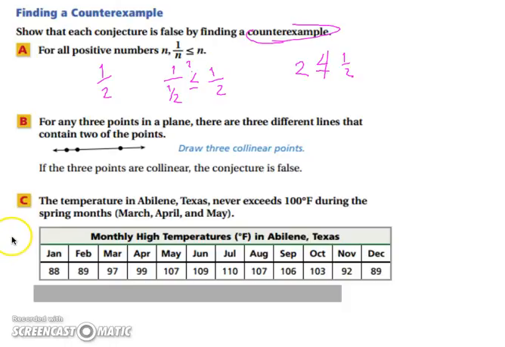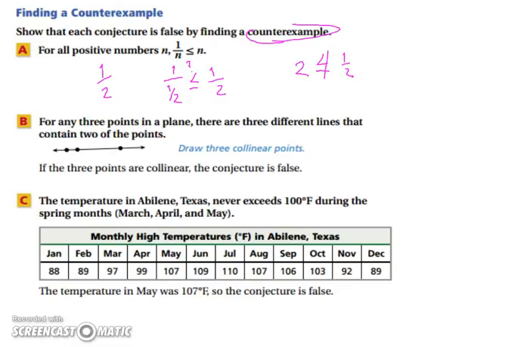Let's look at this next one. The temperature of Abilene, Texas never exceeds 100 degrees Fahrenheit during the spring months, which are, by the way, March, April, and May. Well, let's look at the table. March, April, May. Well, March is 97, April's 99, and May is 107. So I feel like we have found our counterexample. The temperature in May was 107, so therefore you have found a counterexample. Well, that concludes our lesson on using inductive reasoning to make conjectures.